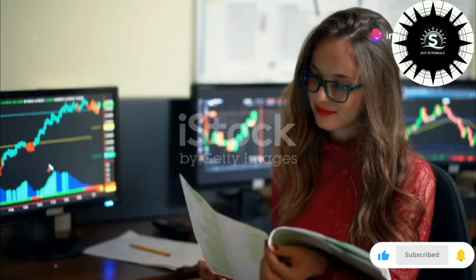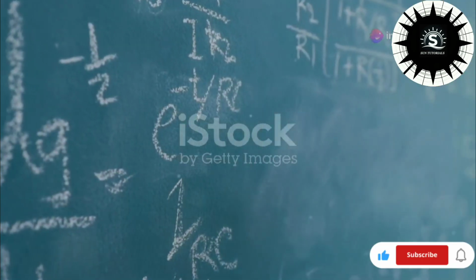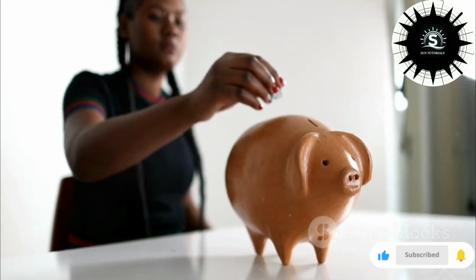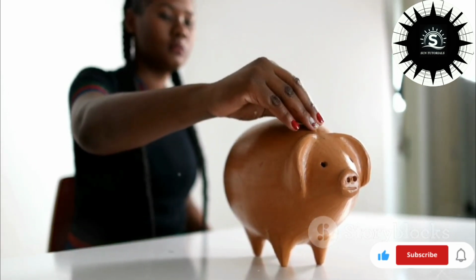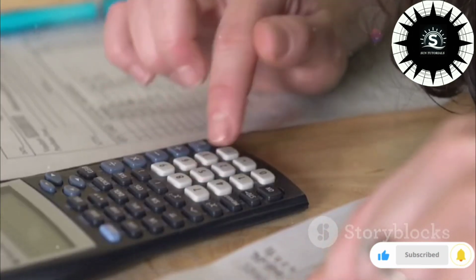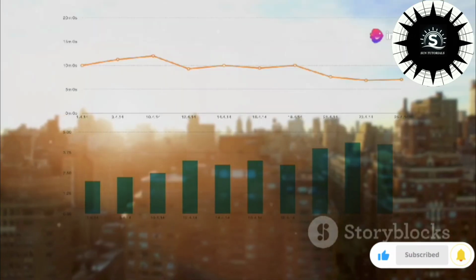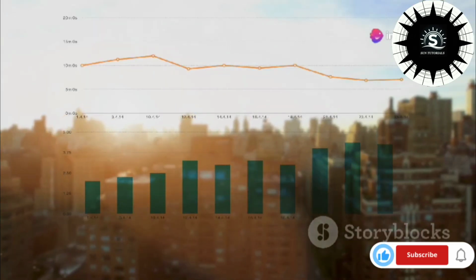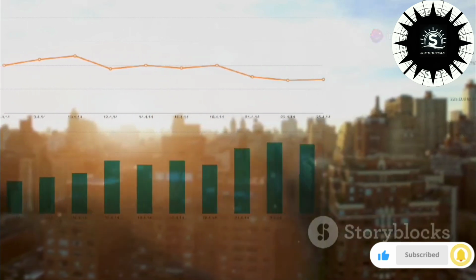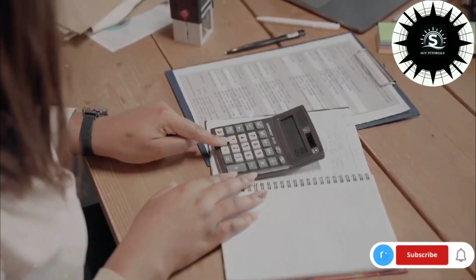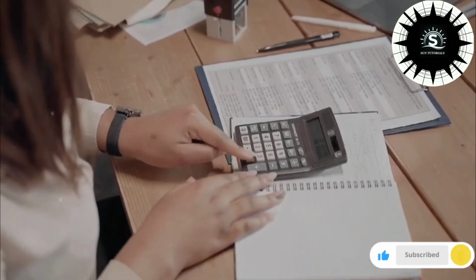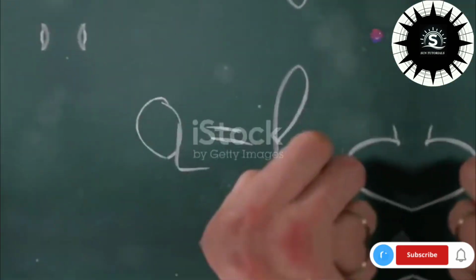Don't let the word interest scare you. Simple interest is, well, simple. It's calculated only on the principal amount you initially put in. No complicated formulas, no confusing jargon, just straightforward math. This means that the interest earned remains the same over the entire period of the loan or investment. This makes it easy to calculate and predict how much money you'll earn or have to pay back.